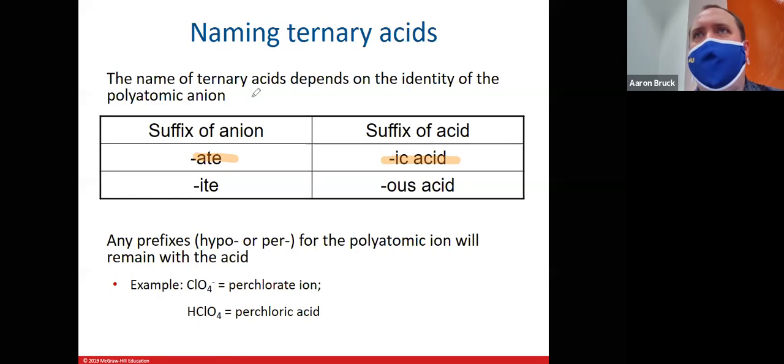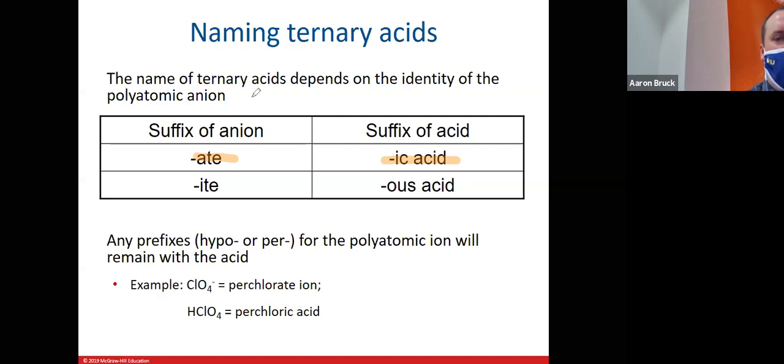sulfuric acid. So one of the weird things, sulfur and phosphorus, because of that F sound that their ions end with, we do tend to change that up a little bit. Sulf turns into sulfur, sulfuric acid. Phosphorus, phosphoric acid. For whatever reason, the -fic sound just does not roll off the tongue very well. And so sulf turns into sulfur, phosph turns into phosphor.